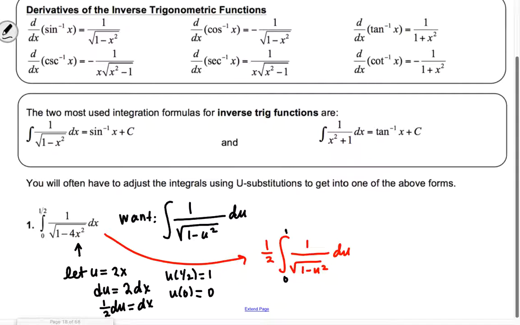You stuck? Let me integrate. So when I integrate the 1 over the square root of 1 minus u squared, we end up getting inverse sine. So it's going to be inverse sine of x, or of u, sorry. Go ahead. It's okay. Going from 0 to 1.